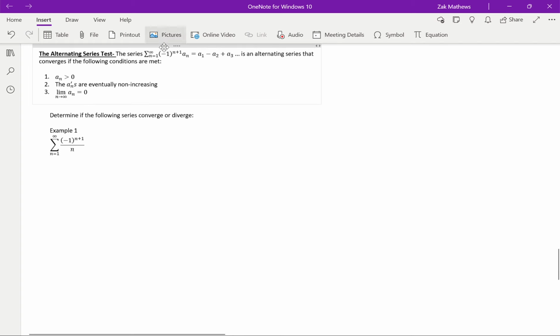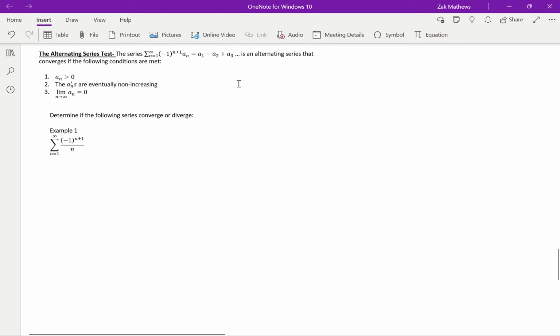So again, the alternating portion comes from that (-1) to a power, and it doesn't have to be the n plus 1 because we can always start at any point, find those first n terms, and then look at the series from there. But we see that we have that alternating component, and then we have some other sequence behind it. We need these three conditions to be shown true.